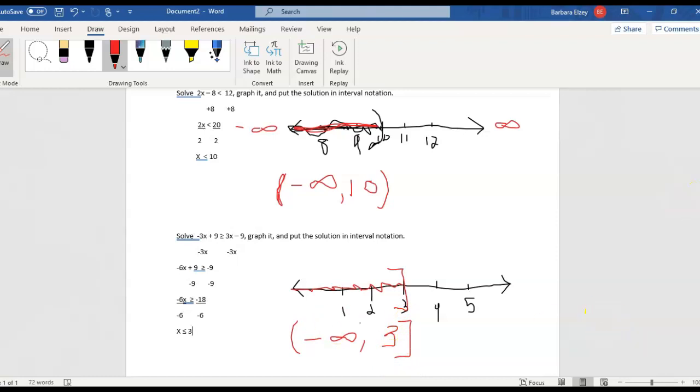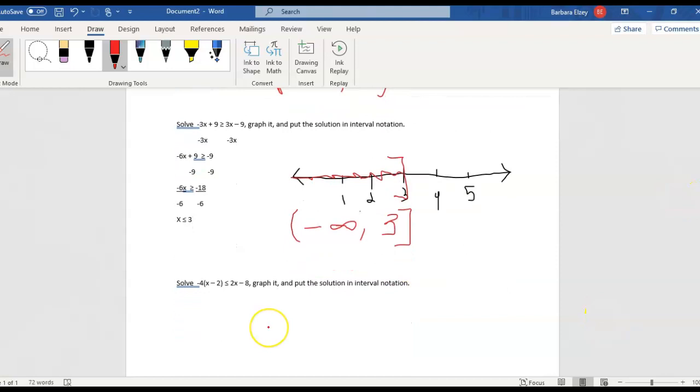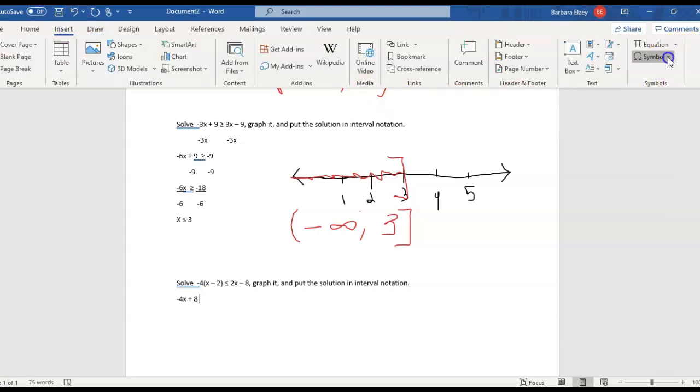Okay, now let's look at one more. Let's solve this thing, graph it, and put it in interval notation. All right, so let me get out of the draw feature. First, I need to distribute that negative 4 through the parentheses. So that's going to give me negative 4x, and negative 4 times the minus 2 is plus 8. Watch your signs. Still have my less than or equal to symbol.